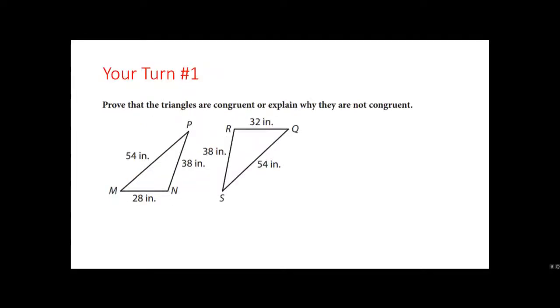All right, here's number 1. Prove that these two triangles are congruent, or explain why they are not congruent. Okay, so try to match up what side can match up with what. Which side is going to be congruent to the other side, to its corresponding side.